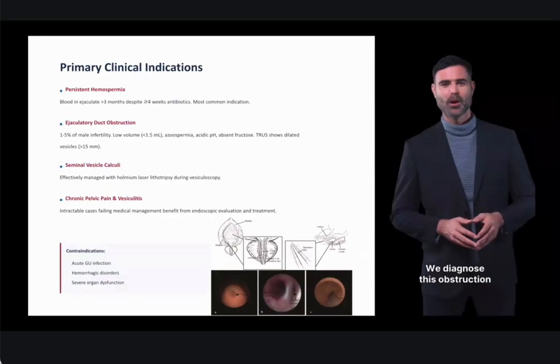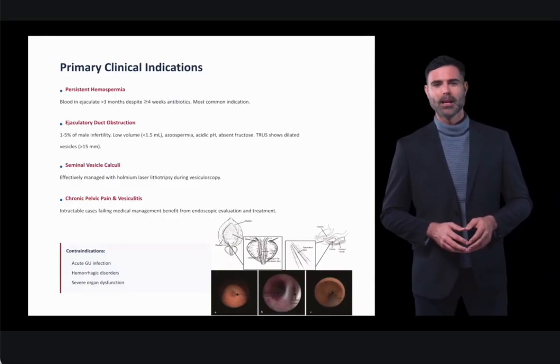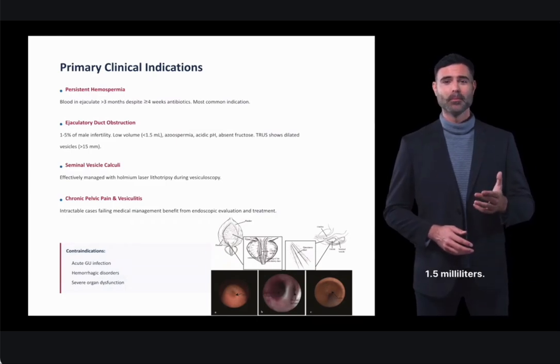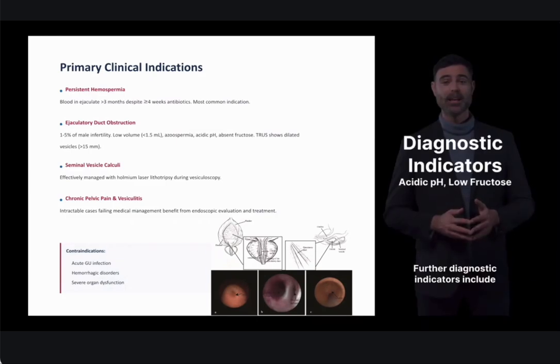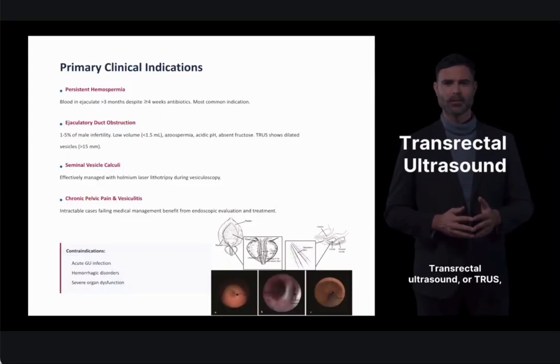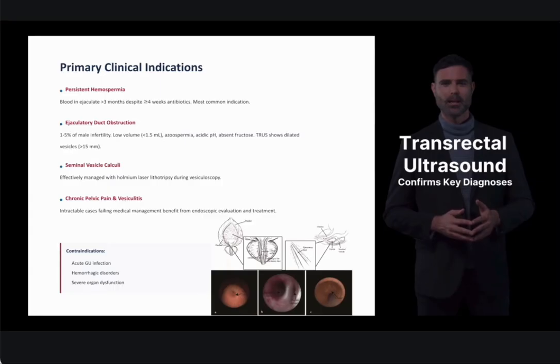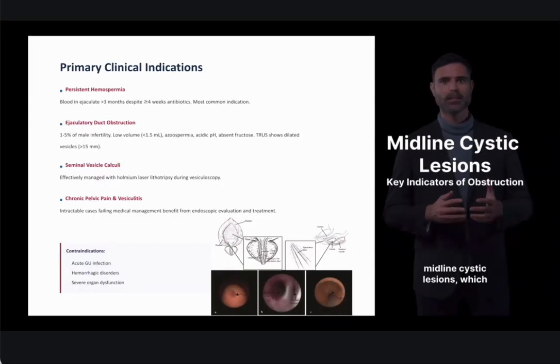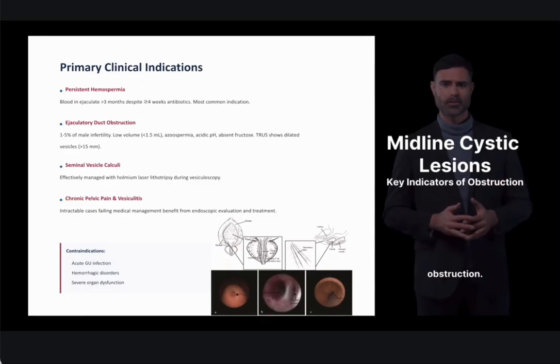We diagnose this obstruction based on specific criteria, including a low ejaculate volume, typically less than 1.5 milliliters. Further diagnostic indicators include an acidic pH level and low or even absent fructose in the seminal fluid analysis. Transrectal ultrasound, or TRUS, plays a crucial role in confirming these diagnoses. TRUS imaging will typically reveal a seminal vesicle diameter greater than 1.5 centimeters. It can also identify midline cystic lesions, which are key indicators of obstruction.